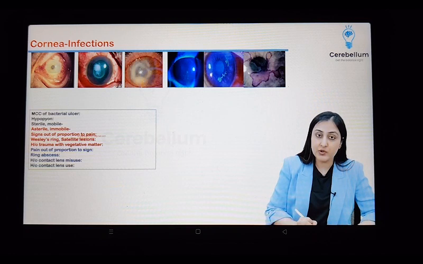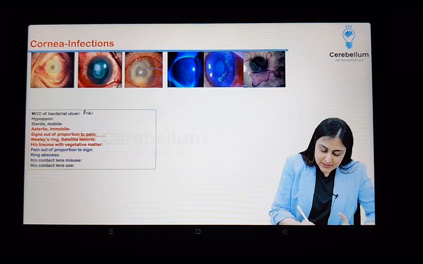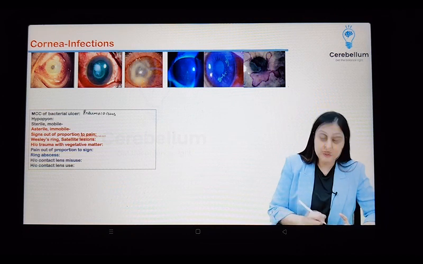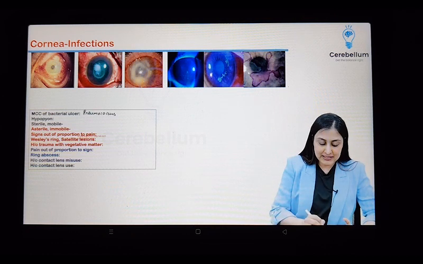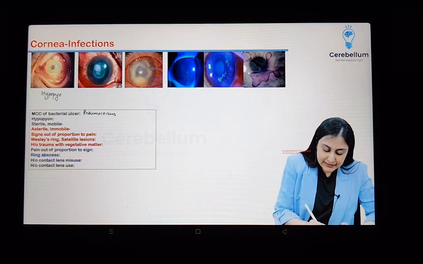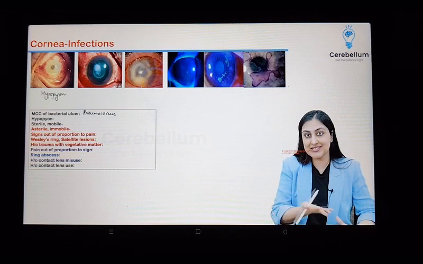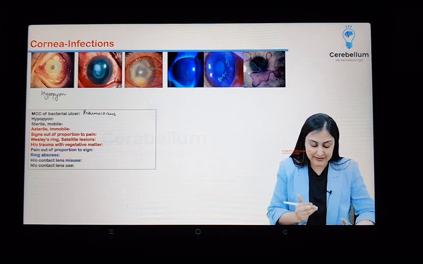Alright, so the most common cause of bacterial ulcer. So the most common cause of bacterial ulcer, remember, is pneumococcus. Alright, so the answer here is pneumococcus. Now what you see here is a hypopyon. Hypopyon, remember, can be seen in bacterial as well as fungal infection. So hypopyon is nothing but the collection of pus in the anterior chamber. That is why it gives you this level here.